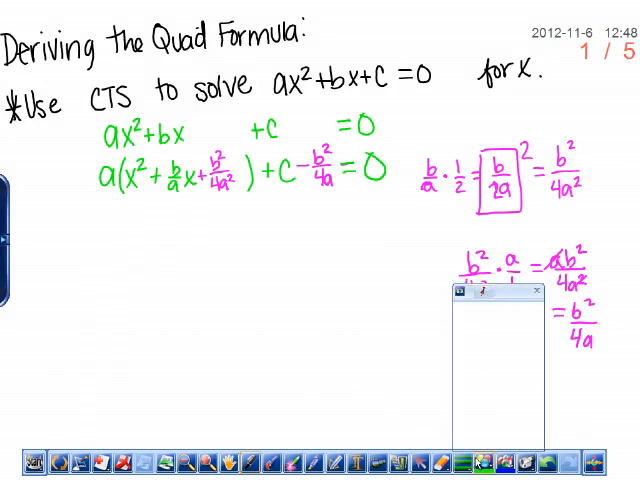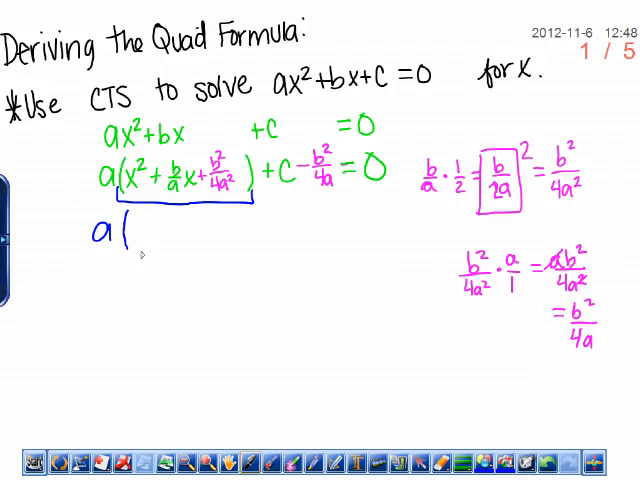All right, let's rewrite this in vertex form. So this is a times what? x plus b over 2a squared, plus c minus b squared over 4a equals 0. Okay? Now we got it. We're trying to solve for x, so let's get this stuff to the other side.